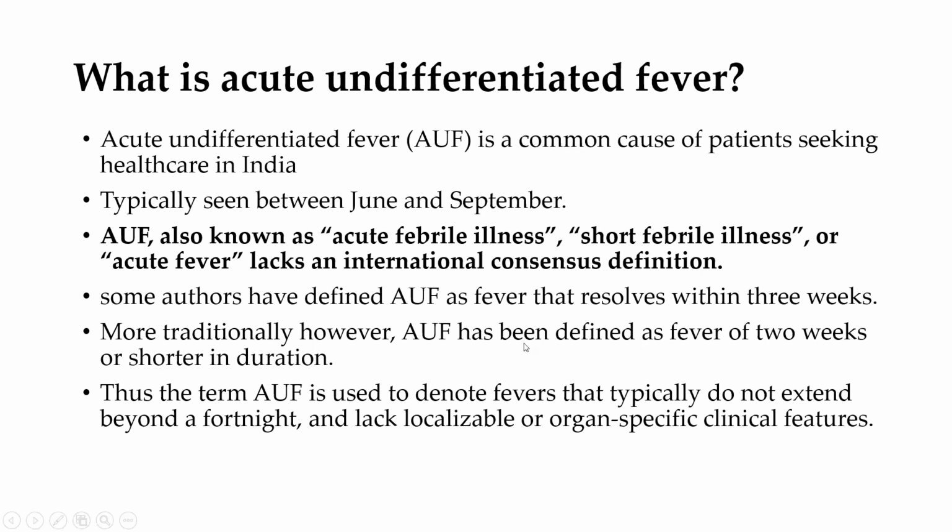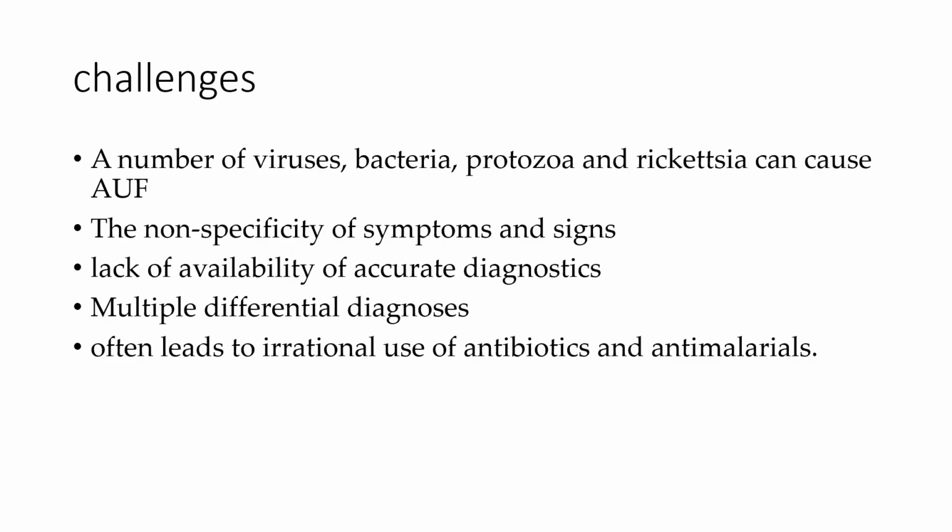Traditionally, however, acute undifferentiated fever has been defined as fever of 2 weeks or shorter in duration, but some authors tend to go up to a duration of about 3 weeks to classify acute undifferentiated fevers or acute fevers. All right, so let us see further. Now, a number of viruses, bacteria, protozoans, rickettsia, all of them can cause acute undifferentiated fevers. Most of them will just present with a fever and some other non-specific symptoms or signs, which really do not provide great clues about the etiology.